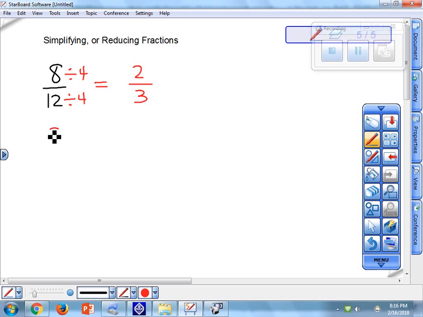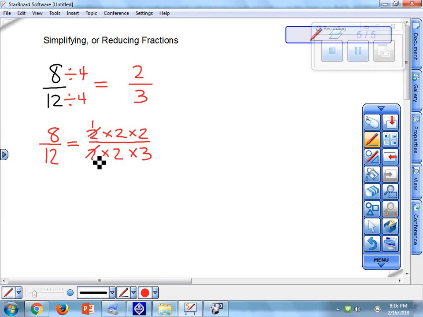I could have had 8/12. I could have factored the numerator into its prime factors, which is 2 times 2 times 2, and 12 is 2 times 2 times 3. Now the advantage of factoring into prime factors is I can immediately see which factors in the numerator and the denominator will divide out. I can divide out a 2 here.